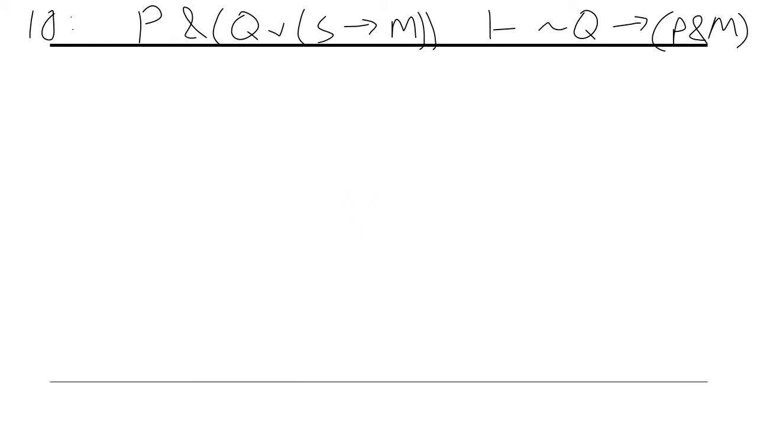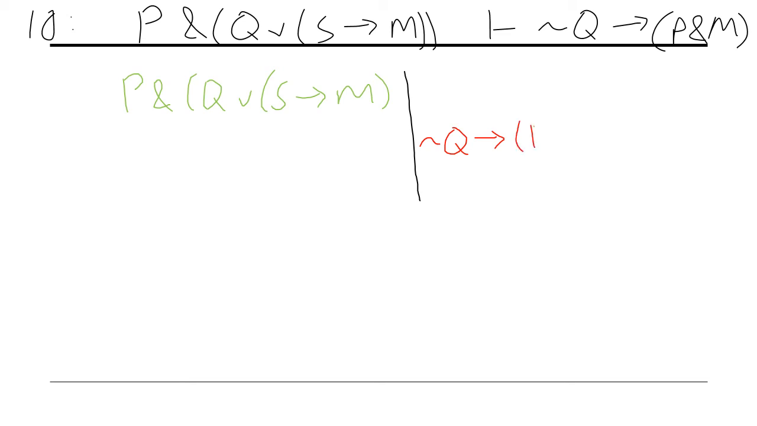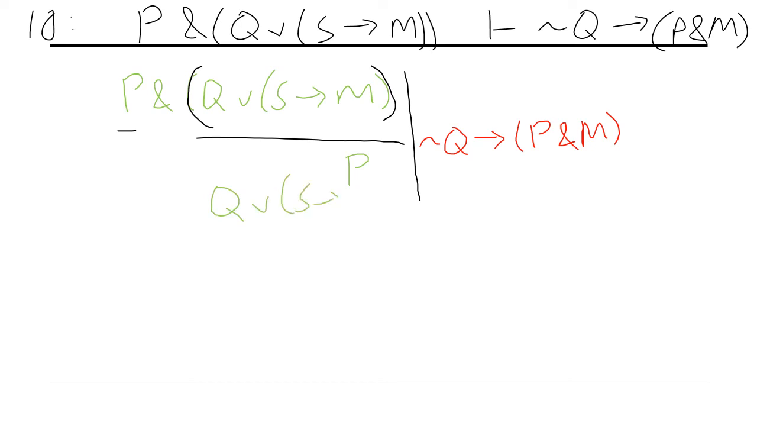Now from 10, we've got P and Q, S arrow M, and we've got not Q arrow P and M. So this premise might look a little daunting only because there's so much stuff going on. But remember, we have parentheses that are saying all of this and this. So that's just telling us do our ampersand rule first. So we'll just take P, and then we'll take all of that, put it here.